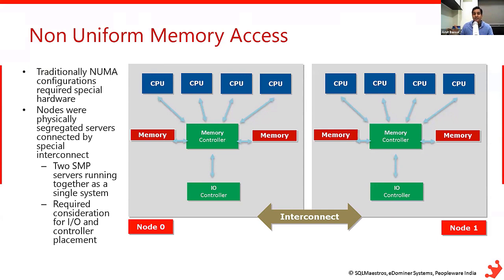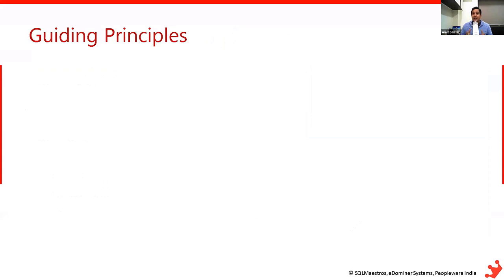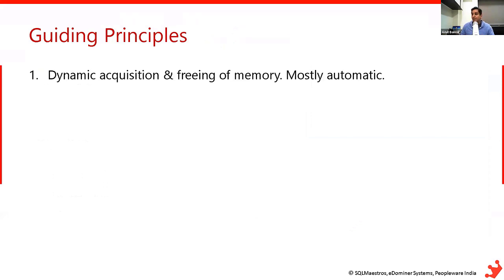With this, what is NUMA really helping with at the bottom line? Faster access to memory for the CPUs. At the core, this is what NUMA really helps with. And you can, of course, reconfigure it using soft NUMA, etc., which is beyond the scope of this session, but just calling this out. Now, what are the guiding principles of SQL Server memory architecture?